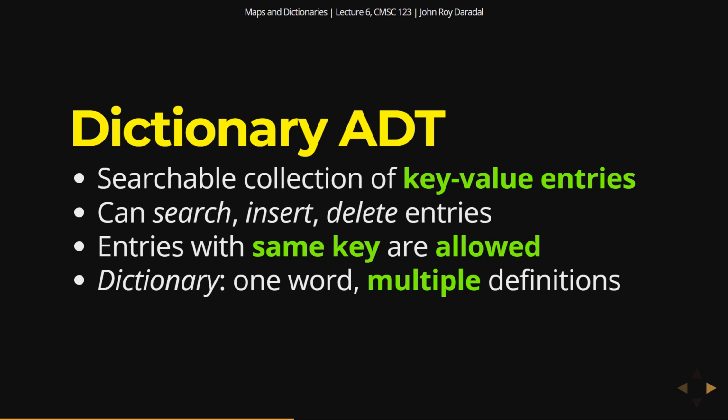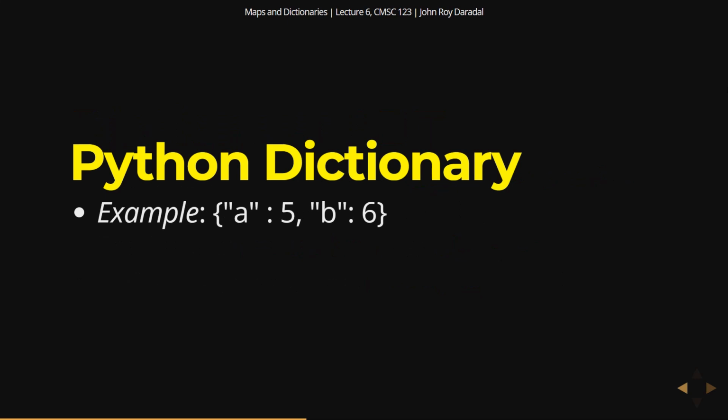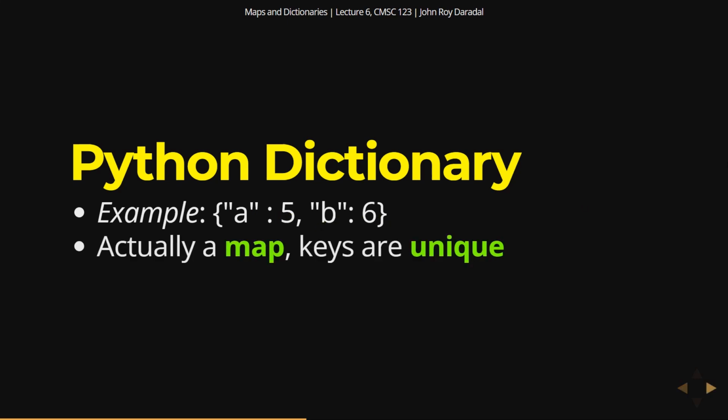So that's dictionaries. Now, in Python, there is actually a dictionary data type, right? I'm sure you have encountered this before in ComSci 11. For example, A is mapped to 5, B is mapped to 6. However, it turns out that this is actually not a dictionary technically. It's actually a map, because the keys are unique in this data structure. So for example, if you add A6 here or A4, it will not add a new entry. It will actually overwrite the existing entry for A, which is A5.